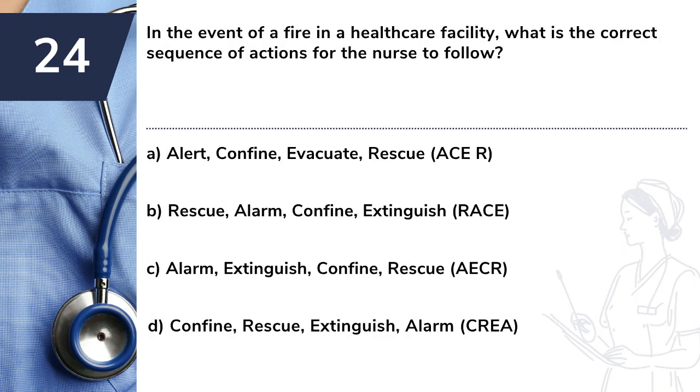Question 24. In the event of a fire in a healthcare facility, what is the correct sequence of actions for the nurse to follow? A. Alert, confine, evacuate, rescue, ACER. B. Rescue, alarm, confine, extinguish, RACE. C. Alarm, extinguish, confine, rescue, AECR. D. Confine, rescue, extinguish, alarm, CREA.